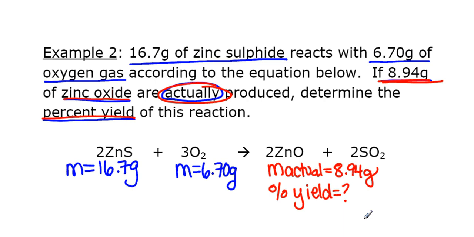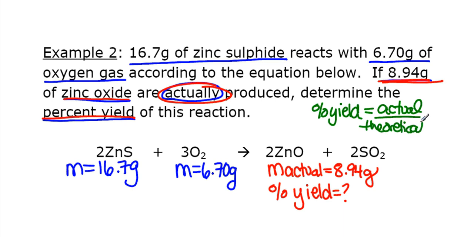And remember, when we're calculating percent yield, we need our actual yield over theoretical and multiply it by 100. So in this question, we're given our actual yield, but we need to find the theoretical yield. So how are we going to find the theoretical yield? Well, we're going to have to do some stoichiometry to do that.